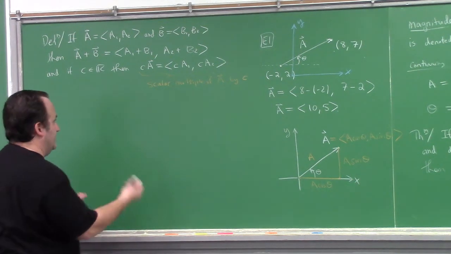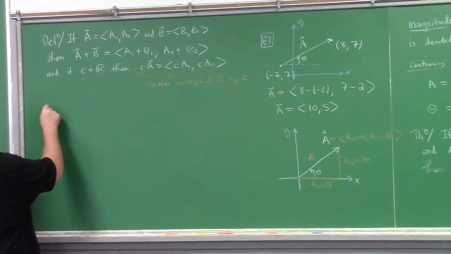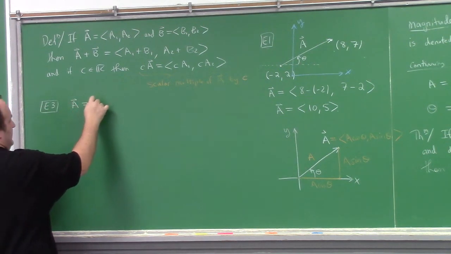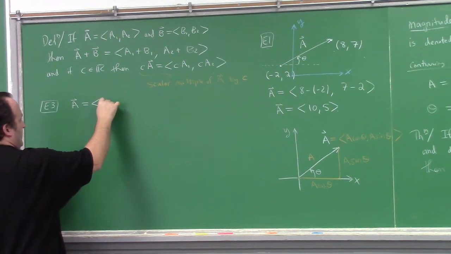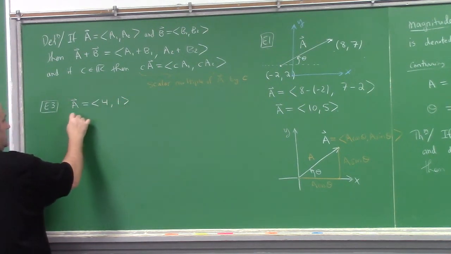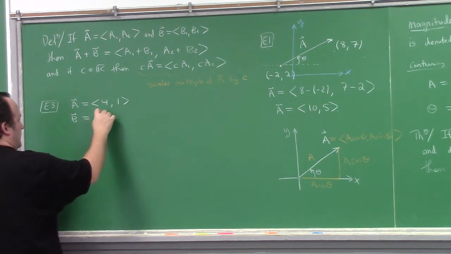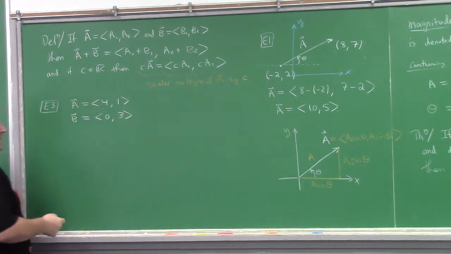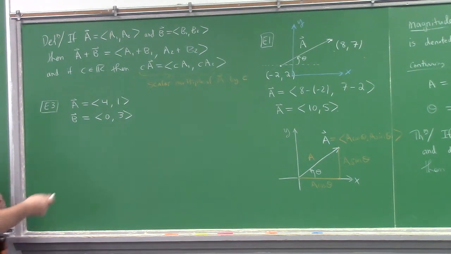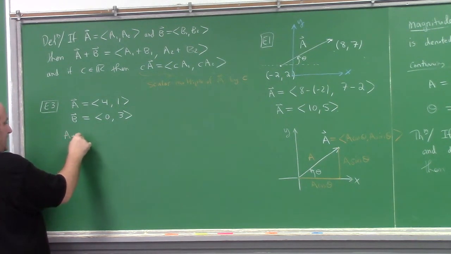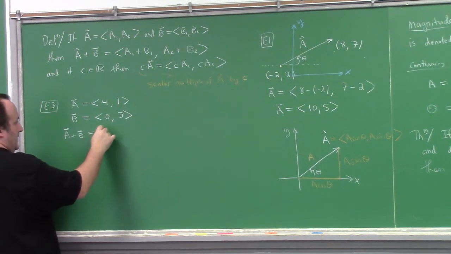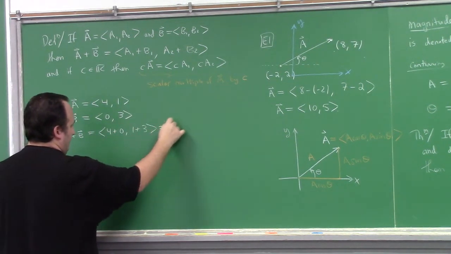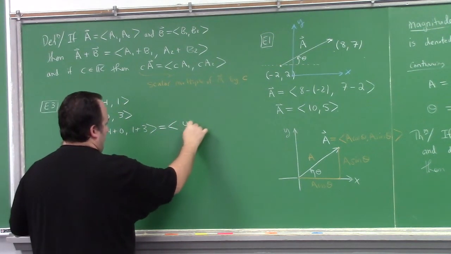So before I say anything more, I'll give you an example. Let's let A equal (4, 1), B equal, I'll make it easy, (0, 3). All right, A plus B is 4 plus 0, 1 plus 3, which is what? (4, 4), right?